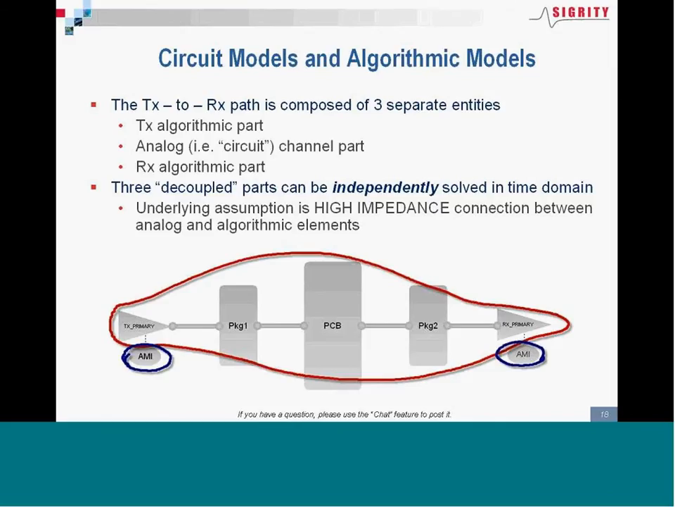One of the fundamental concepts in the algorithmic modeling approach is to be able to separate out the circuit models and the algorithmic models. So if we look at this overall serial link, we've actually broken it into 3 pieces. One is the analog circuit channel, which we talked about, and that's circled in red. And again, that's the circuit that gets simulated to generate the impulse response. And then you've got the algorithmic models. In this case, there's one at the transmitter and one at the receiver. And those actually get all solved independently in the time domain.